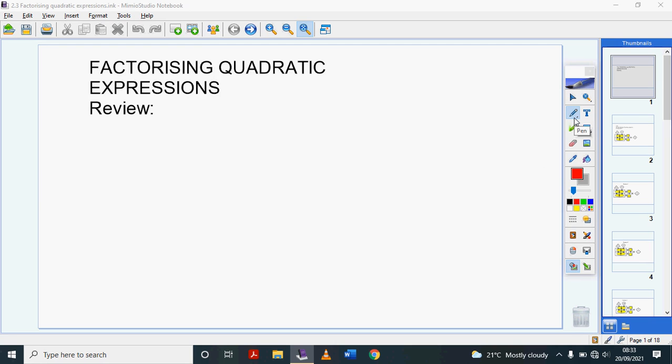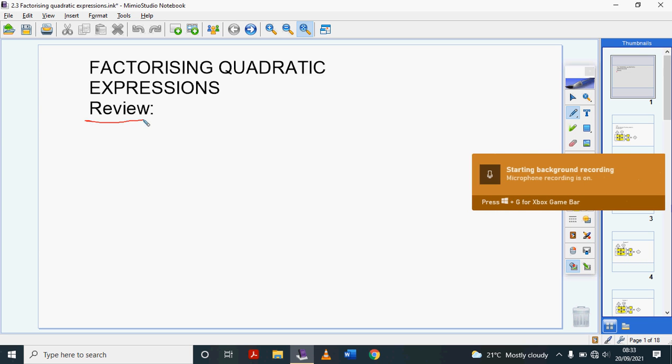So we're going to talk about factorizing quadratic equations today, and I want to start by giving you a review, or by talking about a few things we've already looked at in this unit.